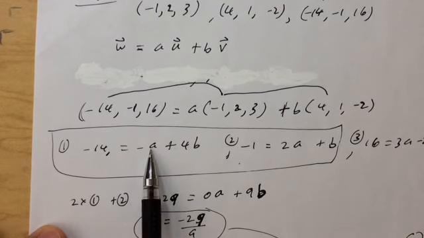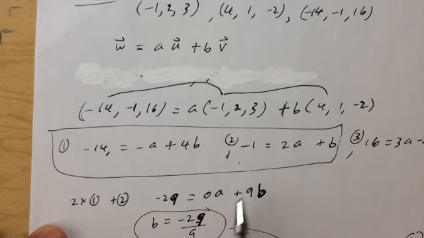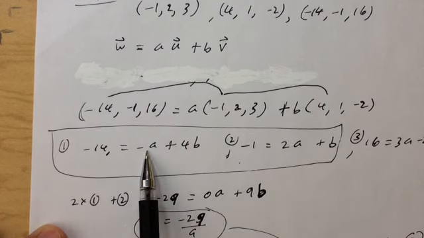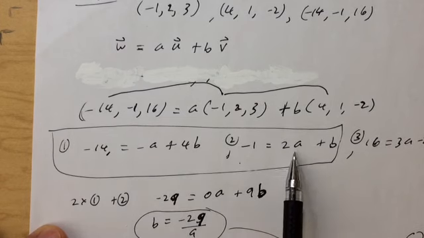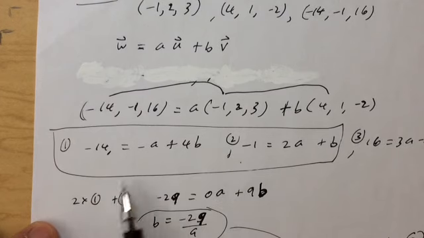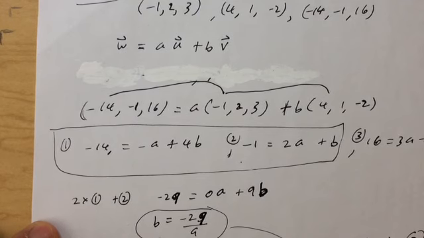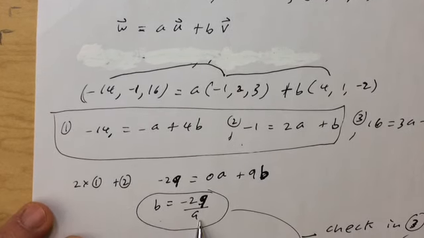2 times negative A is negative 2A, plus 2A is going to give me 0A. So that eliminates the A. That's why we multiplied equation 1 by 2, so that I have a negative 2A and a 2A to cancel out. And then 4B times 2 is going to be 8B, plus B gives me 9B. So 9B equals negative 29, which means B equals negative 29 over 9.